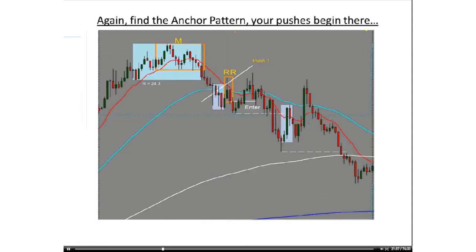Again, you find the anchor pattern and your pushes begin there. Okay, so I found my anchor. It took out number 2, 1, 2, 3. It's my first move down. Here's all my consolidation. This is my next move down. Right? I don't want to get ahead of myself. So that's 1. Notice it did railroad tracks. It came up. It did railroad tracks.